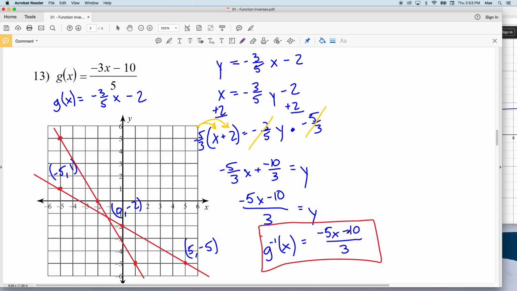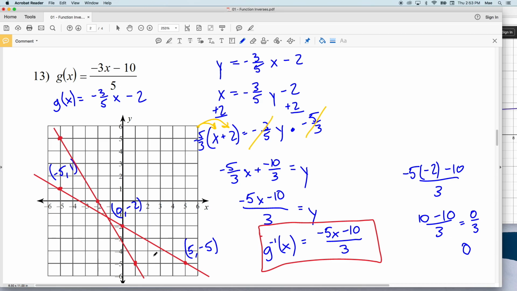And if you want to double check, let's go ahead and plug in one of those values. Let's plug in -2 for x and see if we get 0 for y. So plugging in -2, we'll have -5 times -2 minus 10 all over 3. Negative 5 times negative 2 is going to be a positive 10. So we have 10 minus 10 over 3, which equals 0 over 3. So it does indeed equal 0. So that's just a good way to double check. You can always plug in points on the line, and they should fit in that equation.